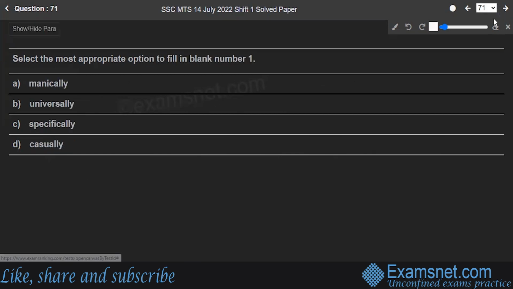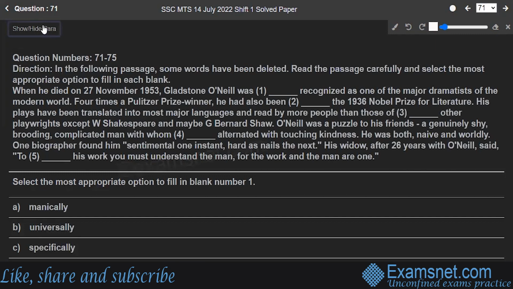So let's move to the next question, number 71. Here we have a paragraph which contains 5 blanks, and questions 71 to 75 are going to have those 5 blanks as your answer. For that, let's read the paragraph once. When he died on 27 November 1953, Gladstone O'Neill was dash recognized as one of the major dramatists of the modern world. So dash will be replaced by manically, universally, specifically, or casually.